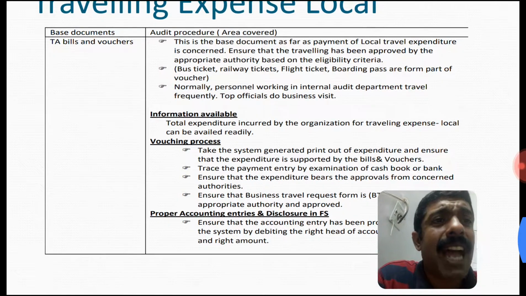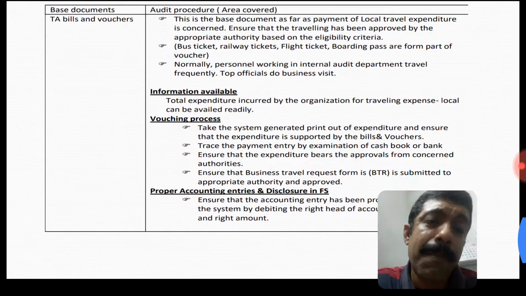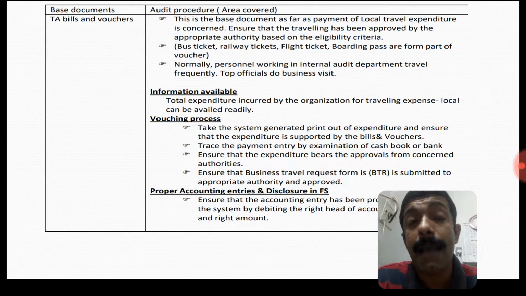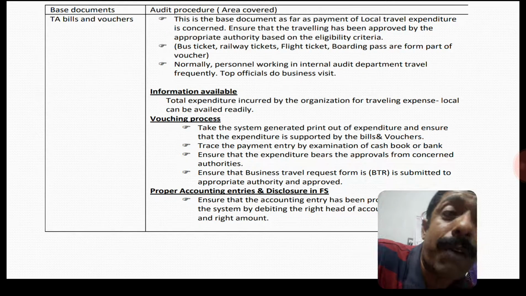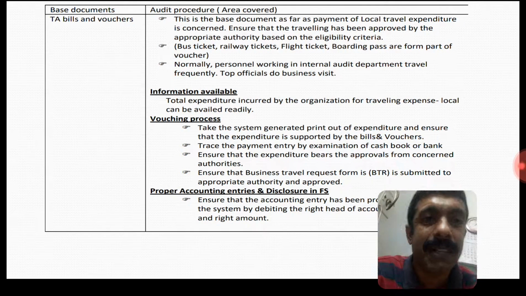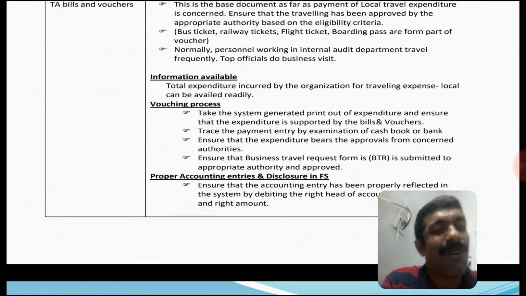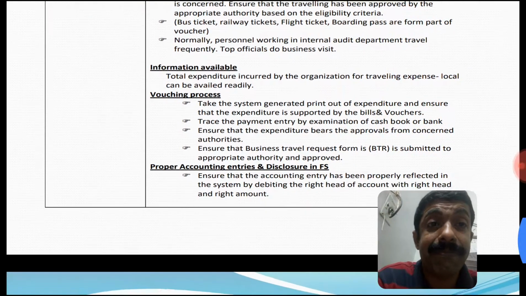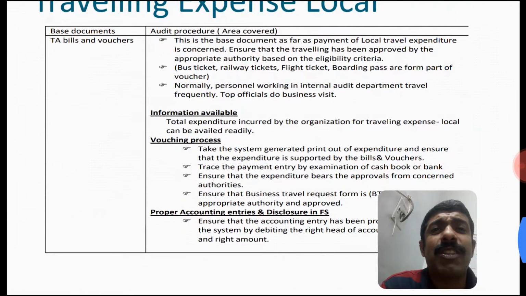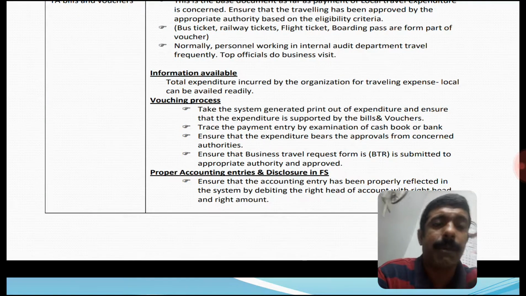Ensure that the traveling expense has been approved by the appropriate authority based on the eligibility criteria. Based on the managerial level, high-level people will travel by flight, but low-level people will use the bus and public transportation. Normally people working in the internal audit department, sales departments and marketing departments make more travel. If you are checking these documents, what information is available? There is some information available if you check the documents.